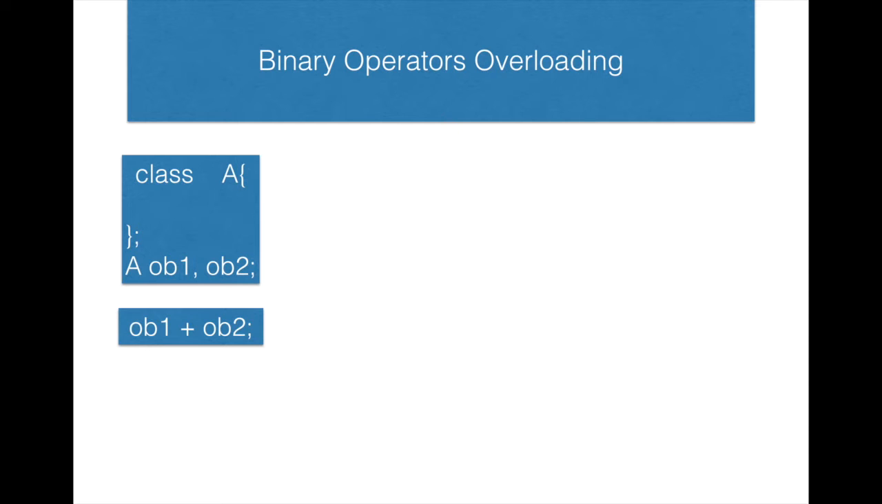In the last video we discussed unary operator overloading, for example a++, that is post-increment or pre-increment, then +a, -a, like that. In this video we are going to see the concept of binary operator overloading. Let us quickly see this example, which gives an overview of why we need binary operator overloading.